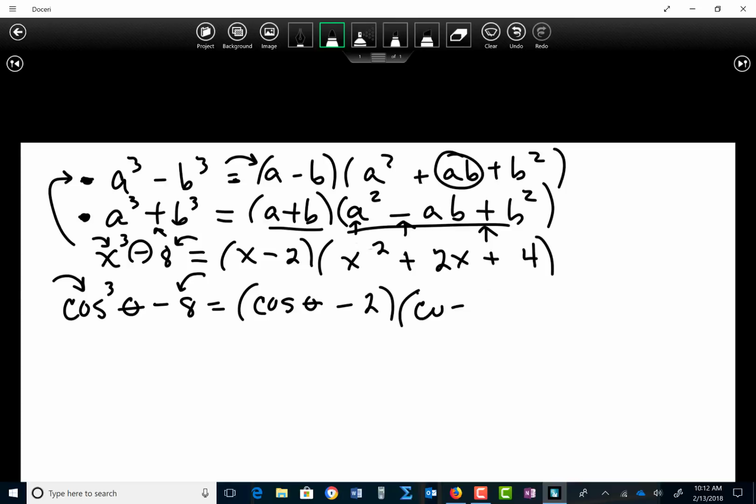cosine squared theta, because that's a squared. AB would be 2 cosine theta, and since b is 2, b squared would be 4, and it would fit that template. So for cubic expressions, you simply follow those formulas. So you're probably going to need to memorize those formulas.